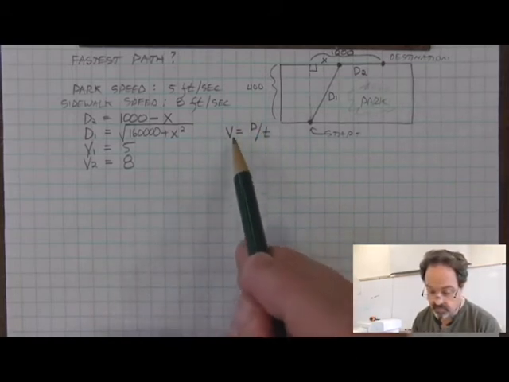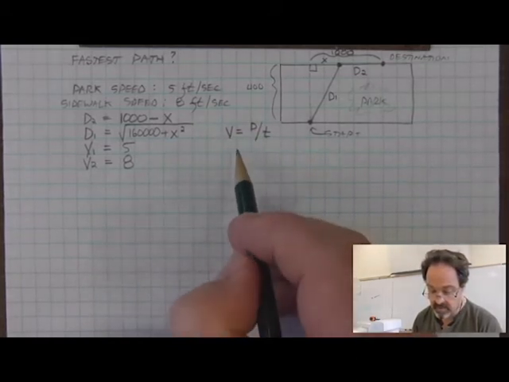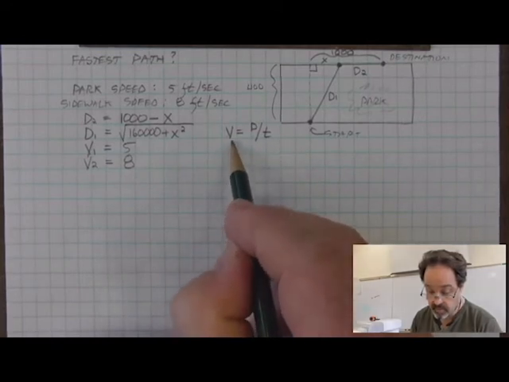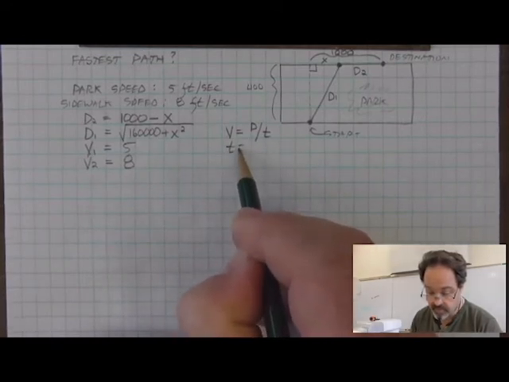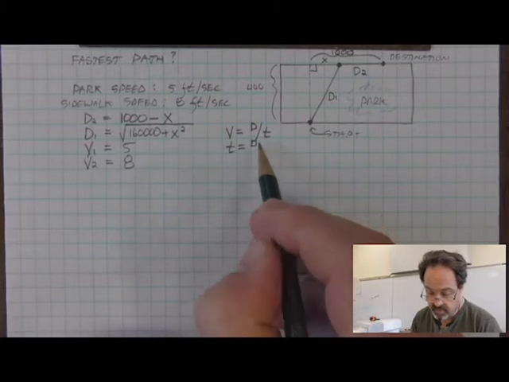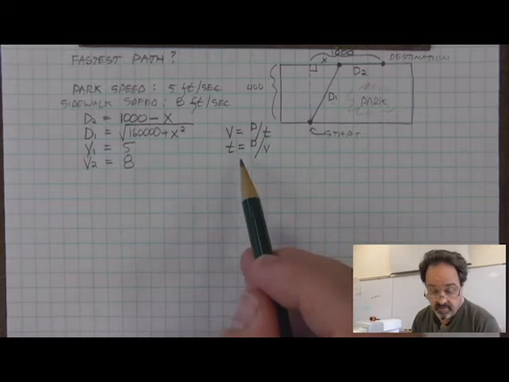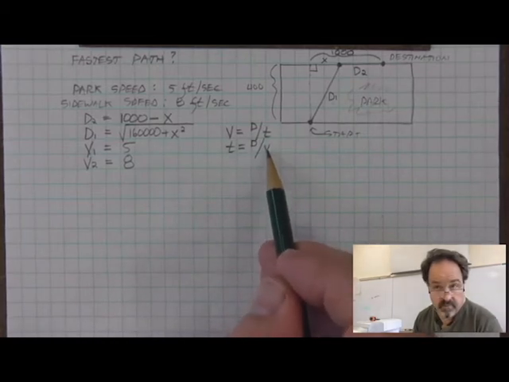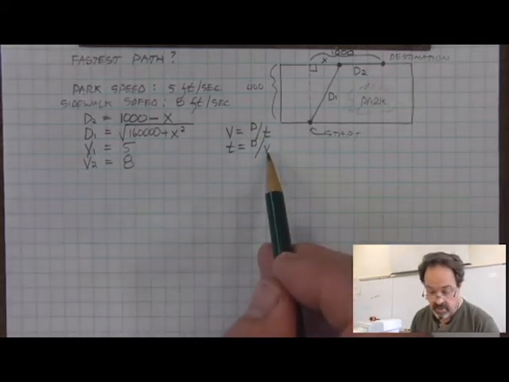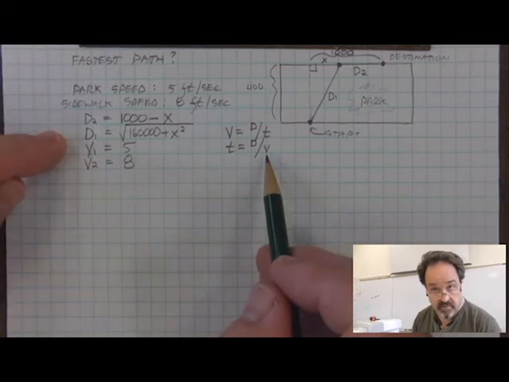This relationship between velocity and distance and time can be solved for time. If I multiply both sides by t and then divide by v, I get an equivalent equation from physics. Time is distance divided by velocity. And I have distances and velocities.